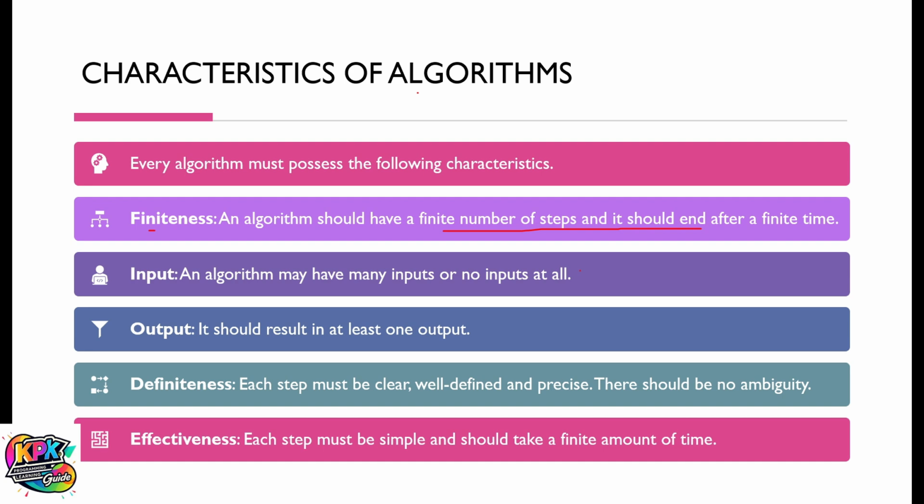Definiteness. Each step must be clear, well defined, precise. There should be no ambiguity. It should not be cloudy. You should know that this is what you are looking for, this is what you are doing. Effectiveness. Each step in an algorithm must be simple and should take a finite amount of time. If you have a step in an algorithm repeating itself, it means that you are never able to solve the problem. You are just stuck at one location. So each step must be finite, and it should take a finite amount of time to execute successfully.